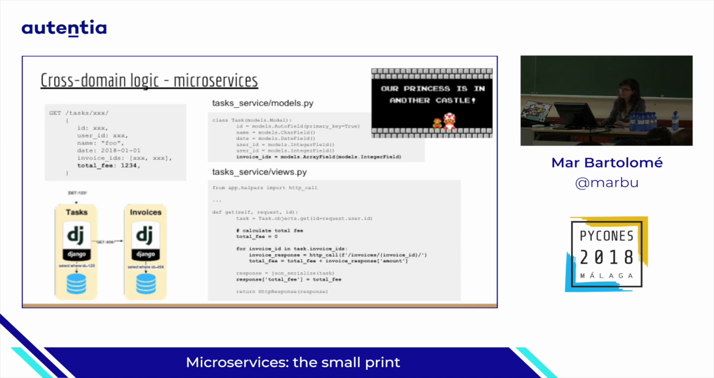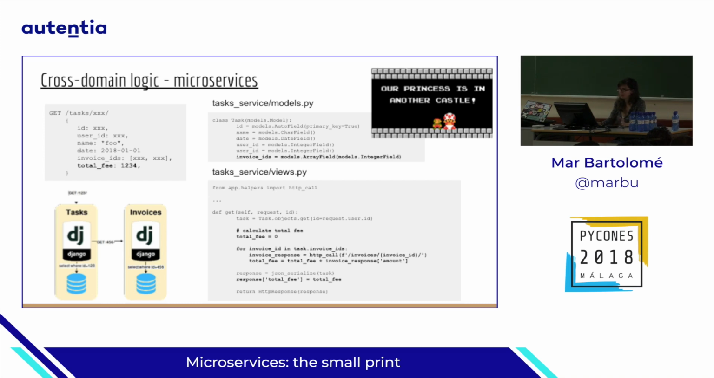Unfortunately, on the microservice, I can't do the same thing. Why? Because my data is spread across 2 different databases. If I look at the task model, all that I have available locally is the IDs of the invoices. The data of the invoices is in another castle, in the database of a different microservice. The only way to get a hold of that data is through the HTTP interface of the invoices service.